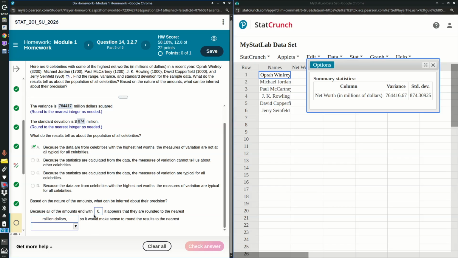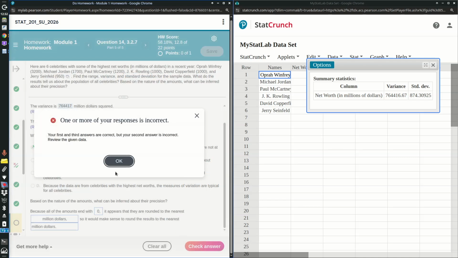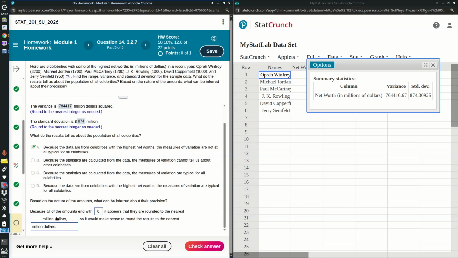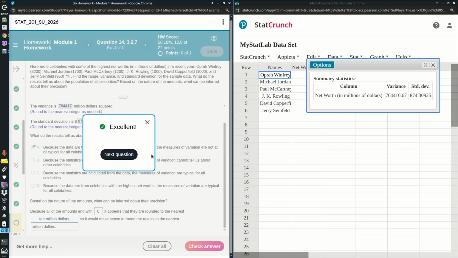So because all the amounts end with 0, it appears they are rounded to the nearest $1 million, so it would make sense to round results to the nearest, let's say, $1 million. I feel one of them might be tens of millions. Yeah. It said first and third are correct, so that means these are given in tens of millions. That's measured, so we're measuring in millions. So I remembered that. I just wanted to double check.